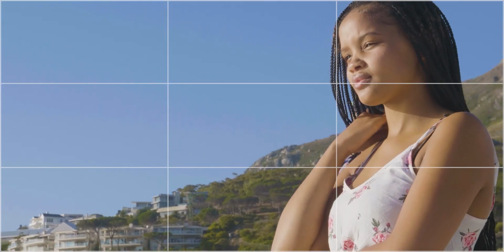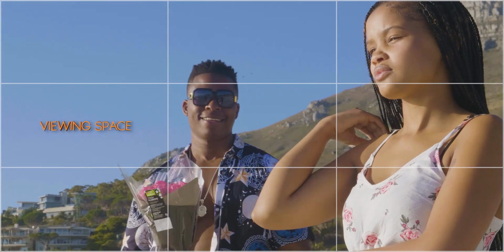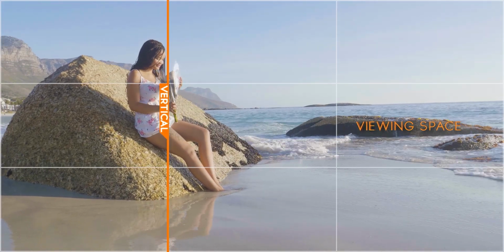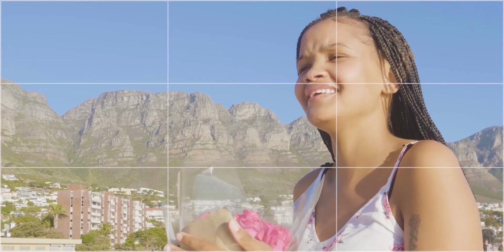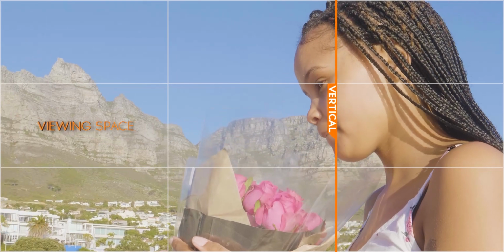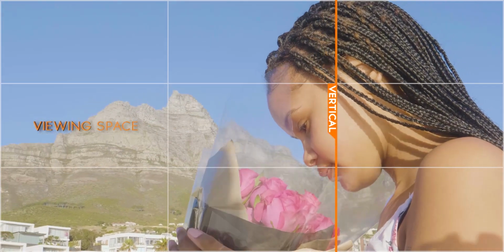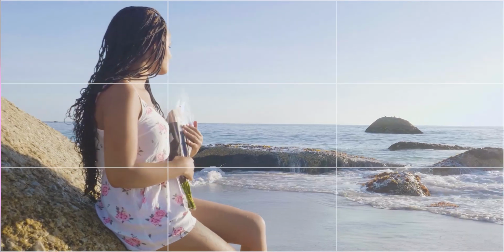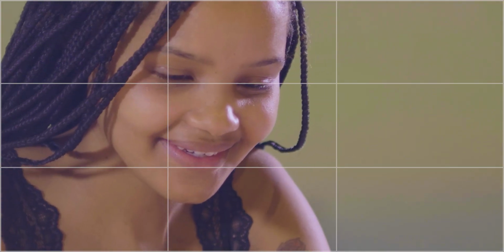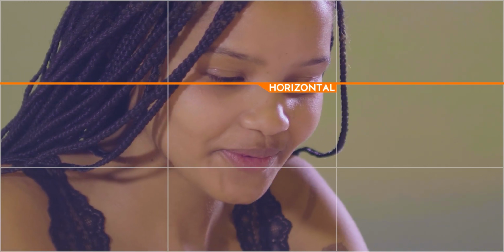Depending on which side they are facing, position them on one of the vertical lines to give them a viewing space. If they're looking to the right, put them on the left vertical line, facing right. And if they're looking to the left, put them on the right vertical line, facing left, to give them a viewing space. This makes your framing appealing and natural. If they are looking straight into the camera, like the way I'm talking to you right now, put them in the center. If it is a tight shot on their face, try to keep their eyes on the top third.